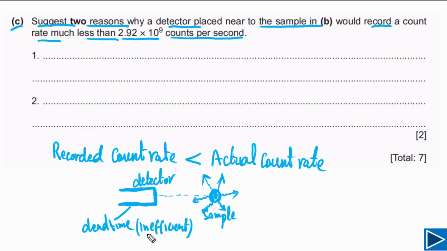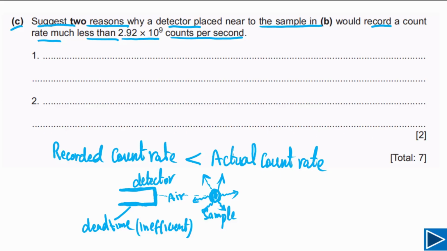You have to write just 2 points. You can say the sample emits radiations in all directions, so all the radiations cannot reach the detector. So you will get 1 mark. And for the second mark, you can say that some of the radiation is absorbed by air, because between detector and sample is air, and air can absorb alpha radiation. You can also say that some radiations maybe are absorbed by the window of the detector. If you write down these points, you will get 2 marks. You can also mention the dead time of the detector.